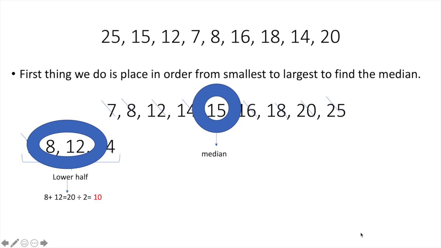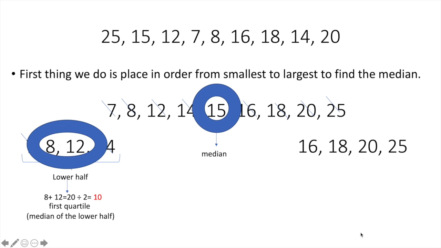To find the average of those 2 numbers, I add them together to get 20, and then I divide by how many numbers there are, which in this case is 2. So 20 divided by 2, which is 10. So my first quartile is now 10.